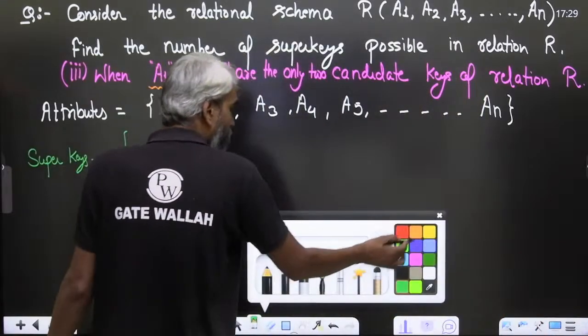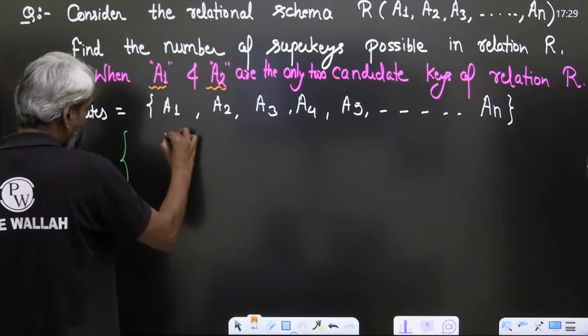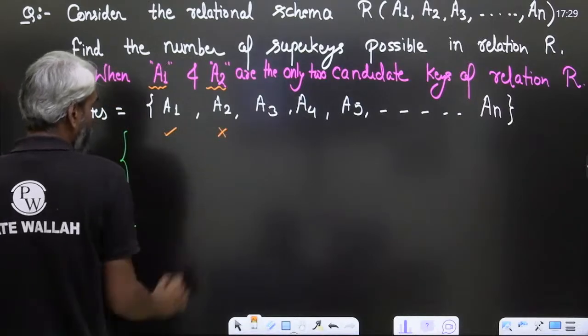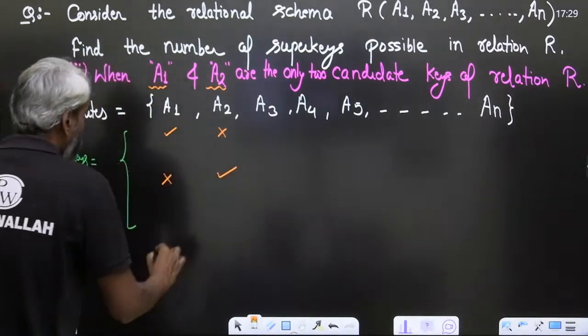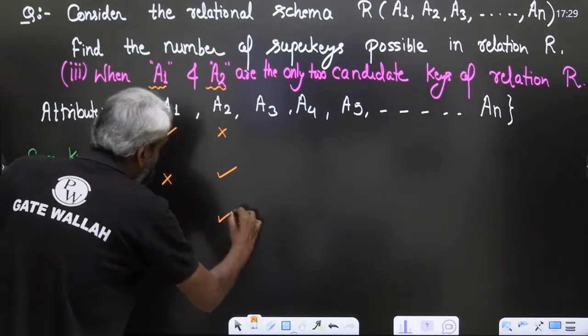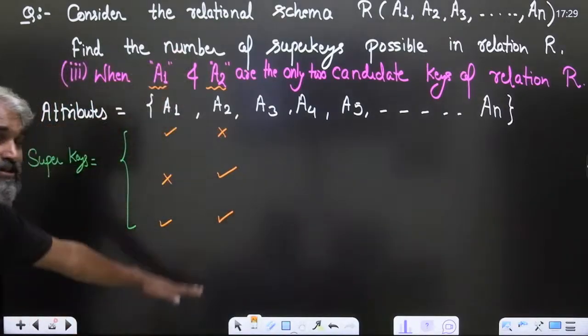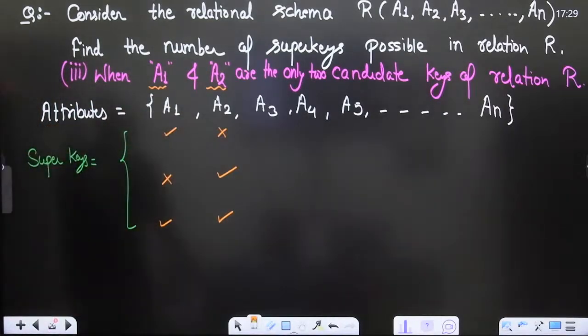So let's consider a scenario when A1 is present but A2 is not present. Or the scenario may be that A1 is not present but A2 is present. Or the scenario may be that both A1 and A2 are present. In all three cases, all attributes of at least one candidate key are present.